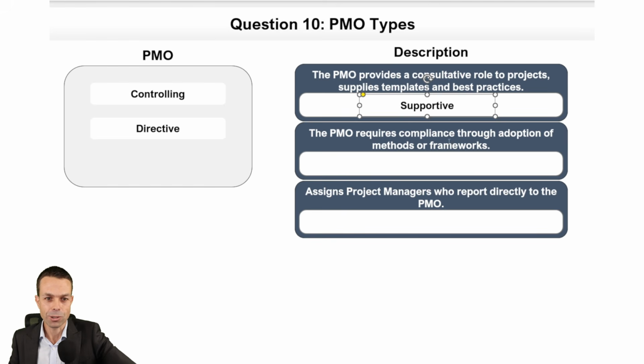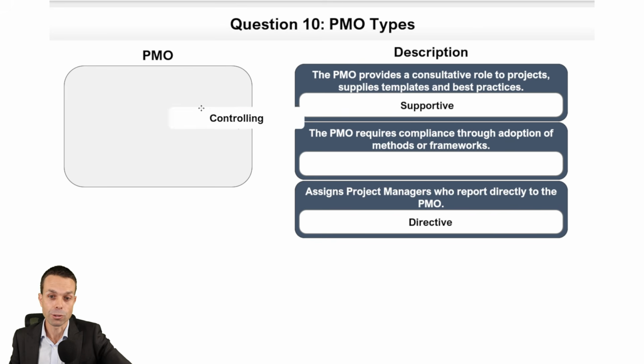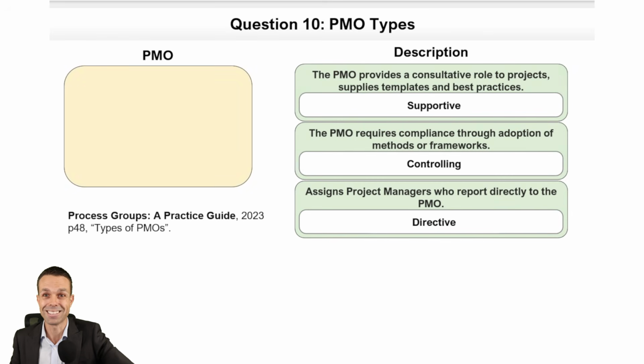The PMO requires compliance through adoption of methods or frameworks. Okay. Now these two are quite tricky because I remember the top one is directing. It's a directive PMO. So they're the ones who assign project managers directly, and that comes from the PMO and it reports to the PMO. That's directive. And controlling, they control through methods or frameworks. So that's how we're going to put that one. Let's do a brief check of that, and it's come through.